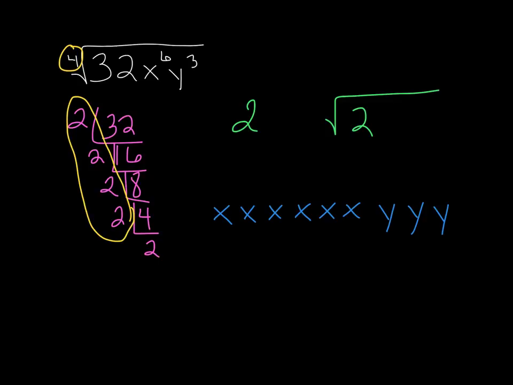So I'm looking for groups of 4. I see 4 x's there. There aren't enough y's to make a group of 4. So we have 1 x that comes out, and I have 2 x's left over, and I have 3 y's left over. And then of course I need to keep my index of 4. We're not going to change that. So we have 2x, and then the fourth root of 2x squared y cubed.